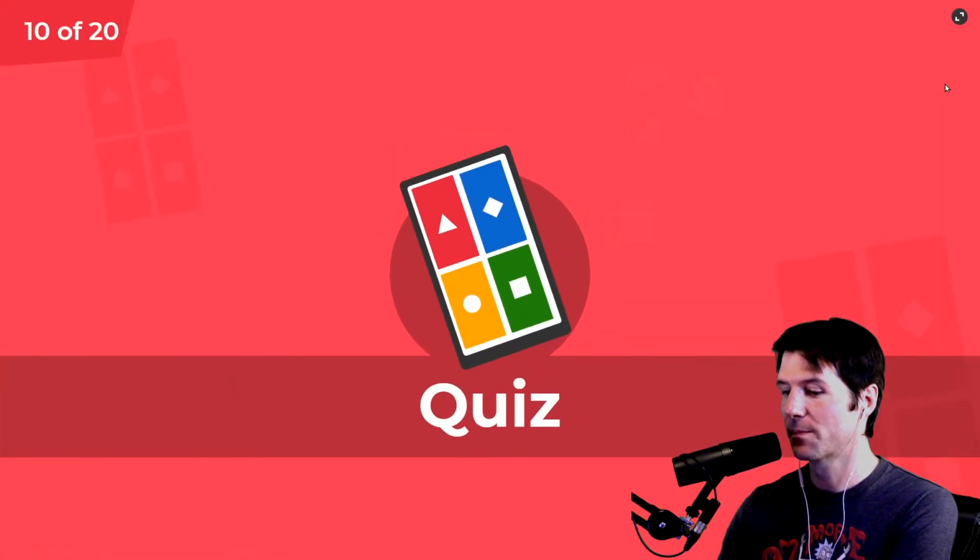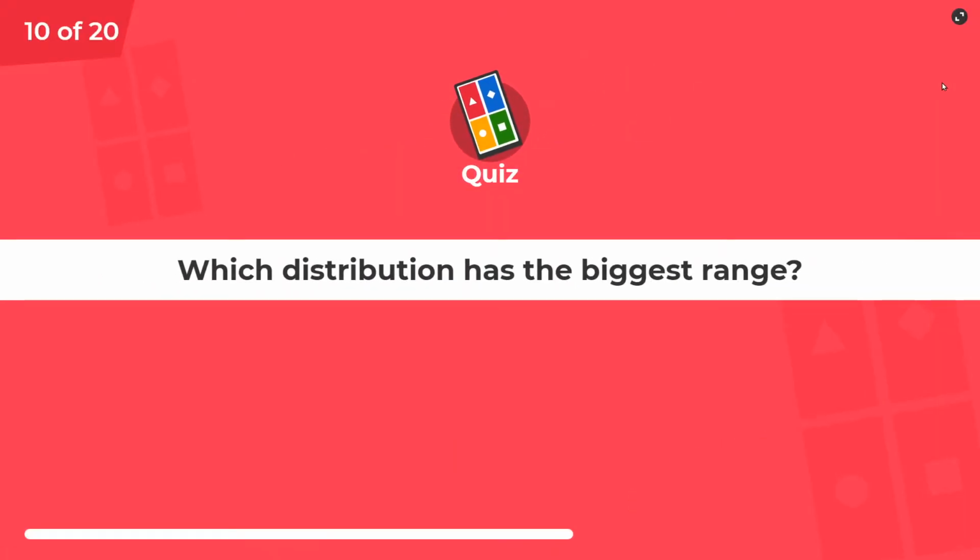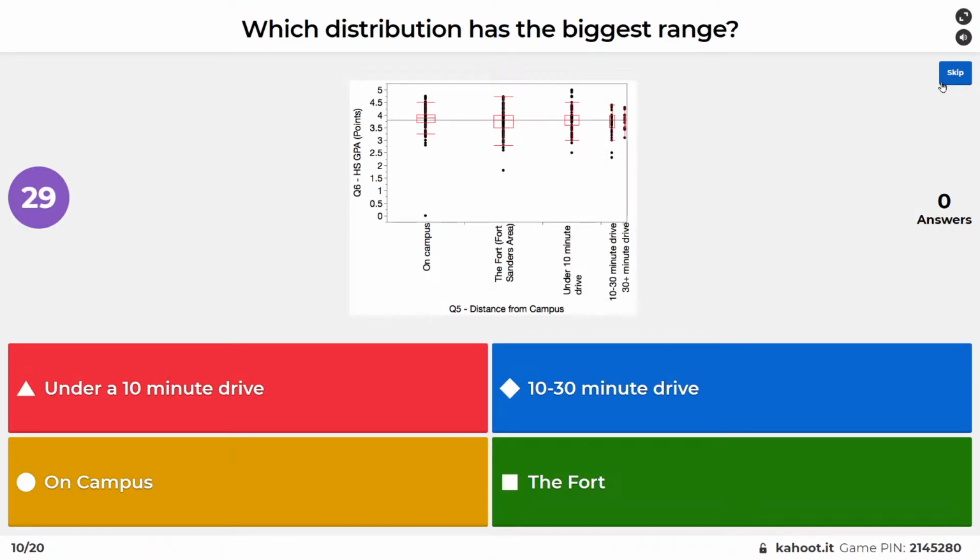Let's do this. Which distribution has the biggest range? Watch out. Look very carefully. It's very easy if you notice something. I need someone in the chat to say that's something though. It's if you notice it.